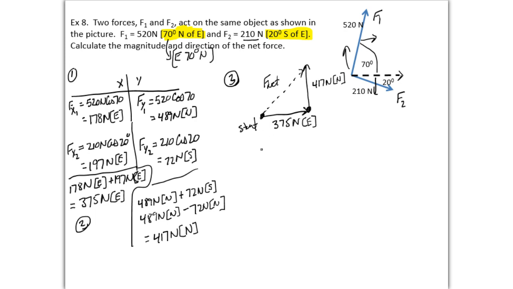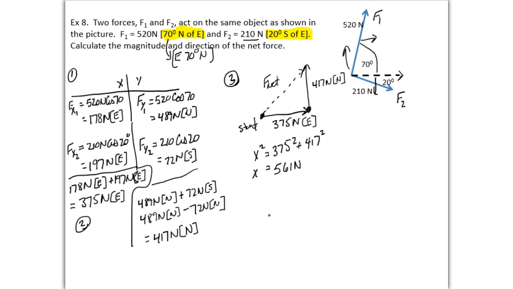And we use Pythagoras theorem. Label the sides however you like, you could use anything, I don't care. So let's do this in one step. We're going to square both these numbers, add them together, and then take the square root. So overall net force is 561 newtons.